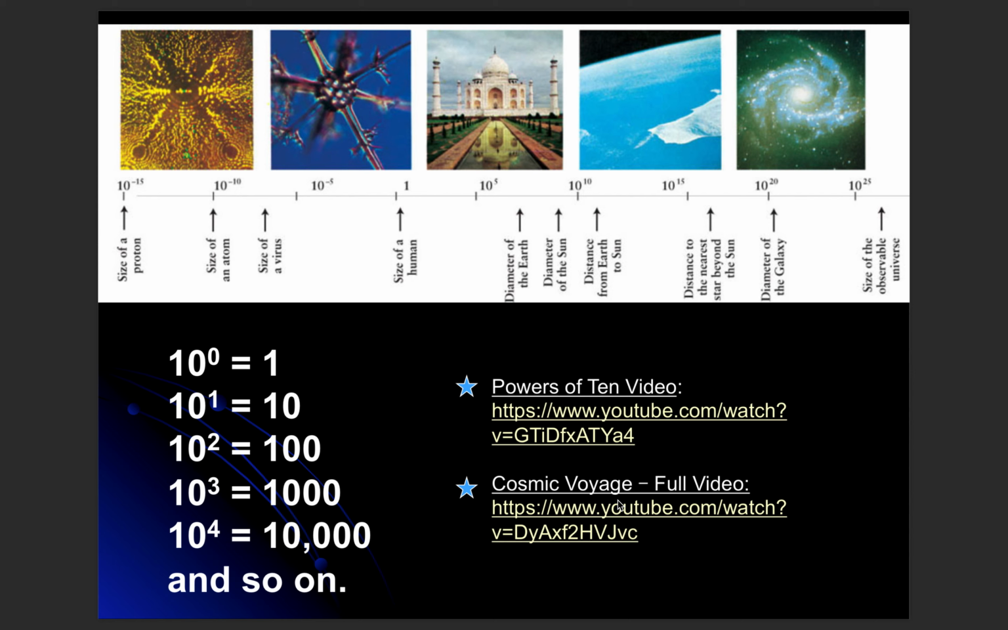So here's a good scale size for you. On the small size, like the fundamental properties that make up everything, our atoms and the protons within those atoms, you have 10 to the negative 15. All the way up to the size of the observable universe, 10 to the 25th power. You have the powers of 10 video available to you in your module this week, so please take a moment to watch that video.